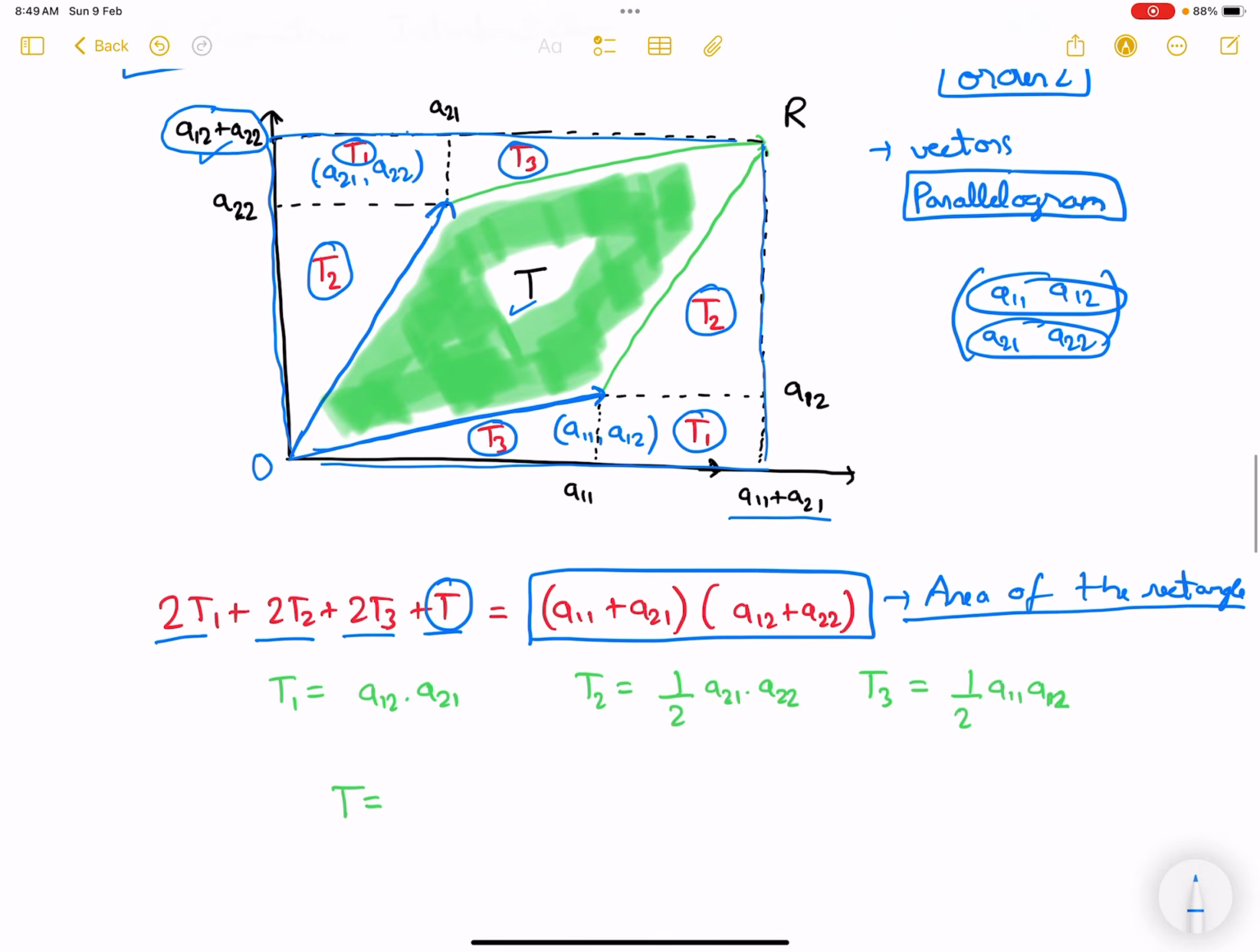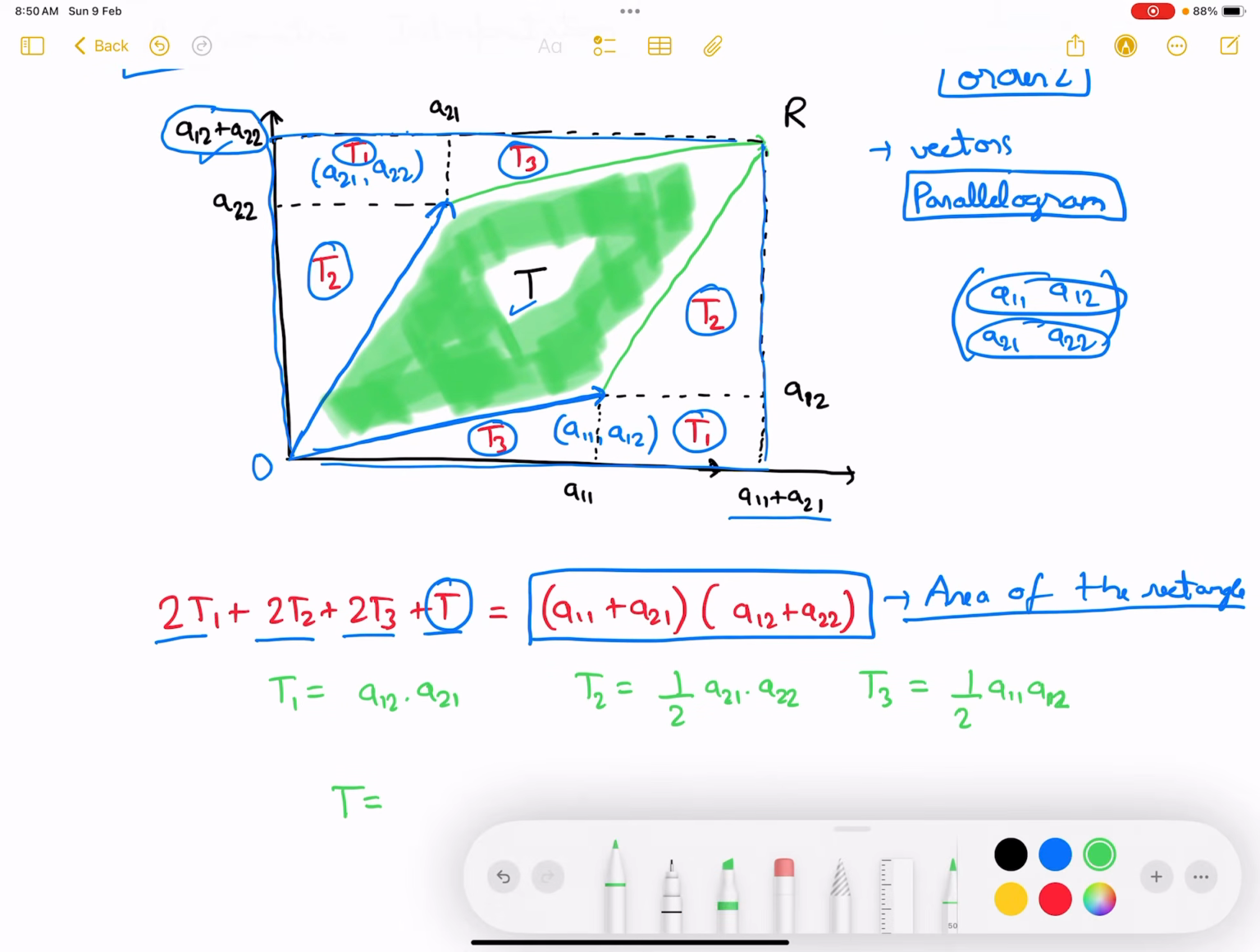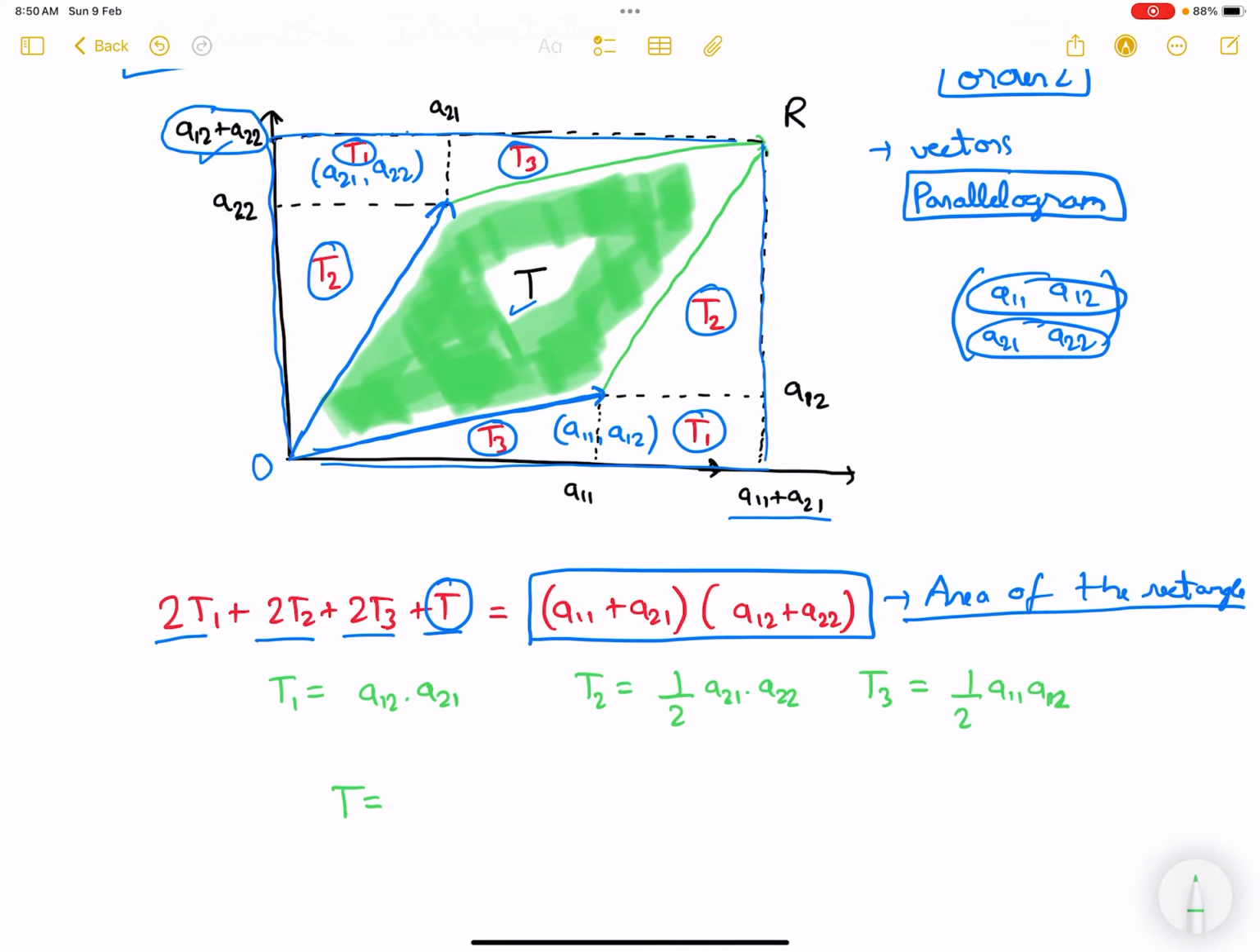Now let's find what T1 is. So T1 is this area, right? So this is a rectangle, the height is a12. So a12 into the base. So this base is a11, this is a11 plus a21. So this would be a21. So this is what we are having as T1.